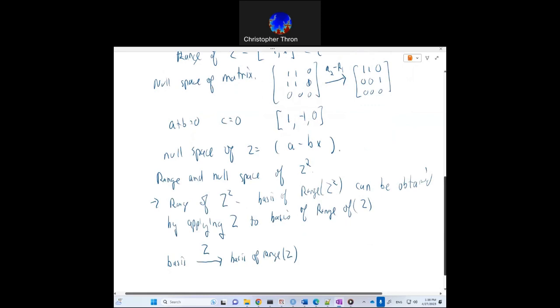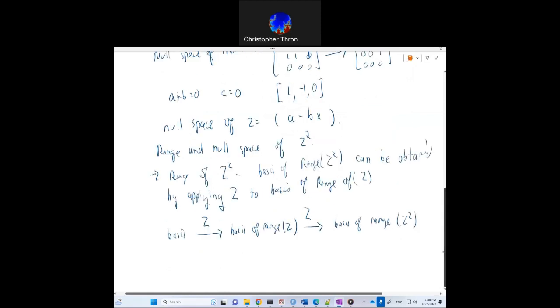Now, when you apply z again, you're applying z only to this subspace. So the basis here must go to a basis here. All right, basis goes to basis goes to basis. Now we have a basis of the range of z. This basis was, I'm going to use the component form, 1, 0, 0, and 0, 1, 0.